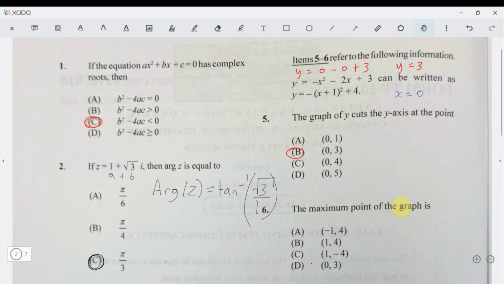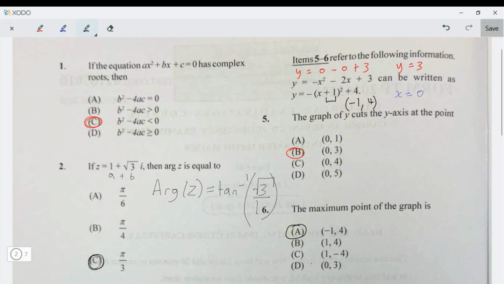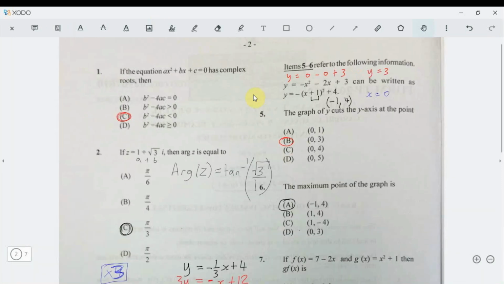Number 6 says the maximum point on the graph. The maximum point on the graph is (negative h, k). This is your h, so the negative of it would be minus 1. And this is your k, the 4. So that's the maximum point, (negative 1, 4), which is option A. Very easy. Nice.